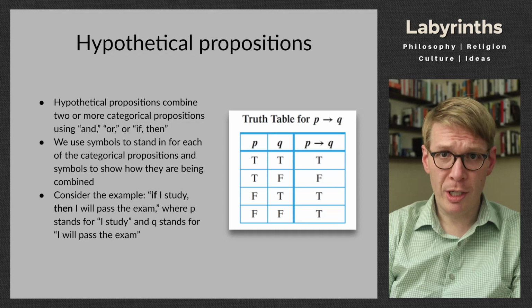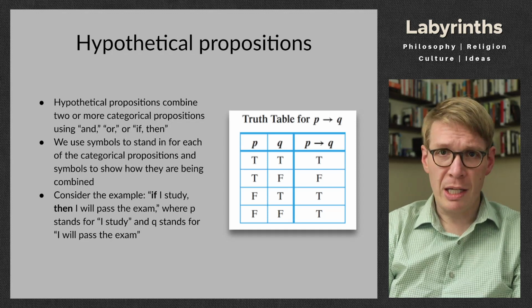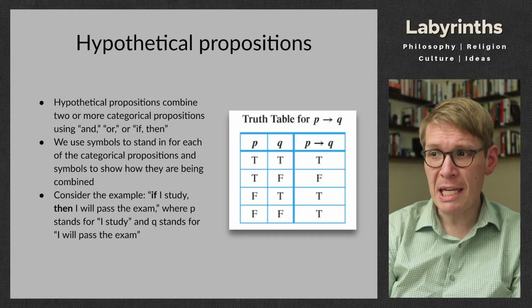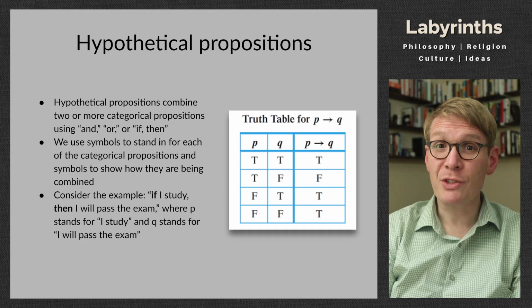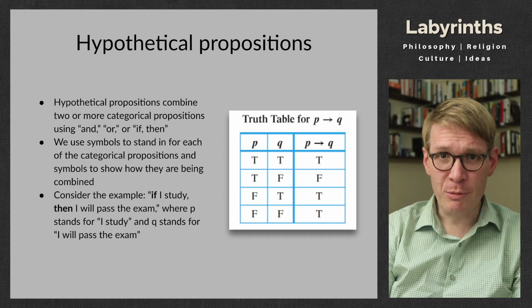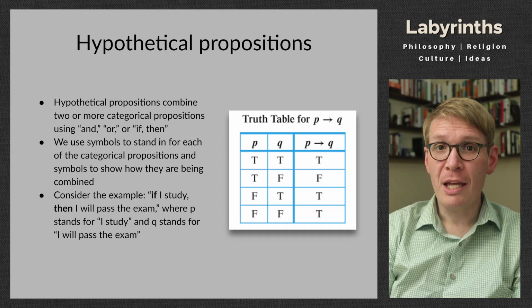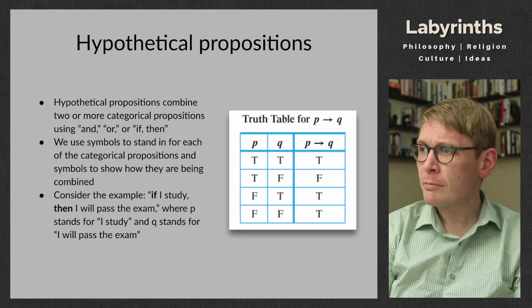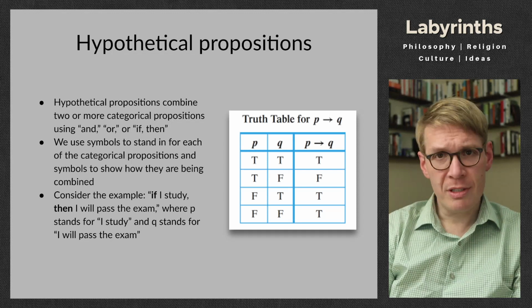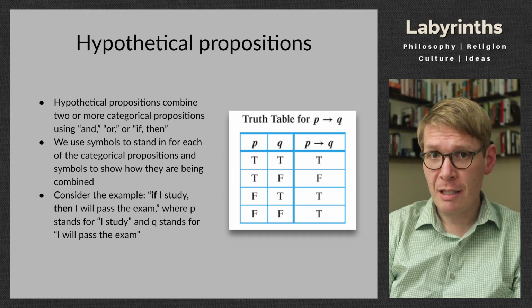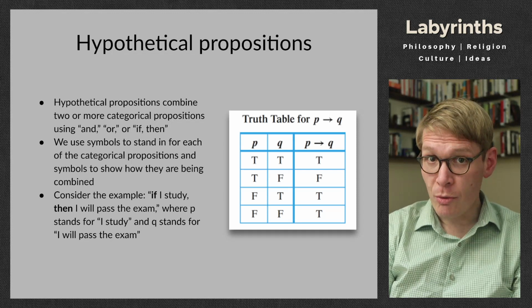So take the example here, and we'll take a little look at this truth table. If I study, then I will pass the exam. Right? So let's say that P stands for I study, and Q stands for I will pass the exam. So you're saying if P, if I study, then Q, then I will pass the exam. Well, let's take a look at the truth table. I want to know if the statement, if I study, then I will pass the exam, is that statement taken as a whole true, right?